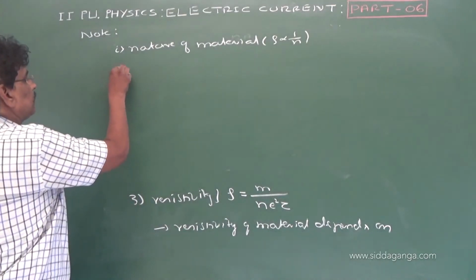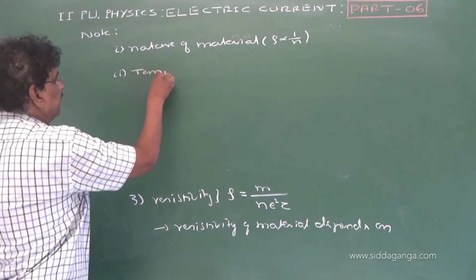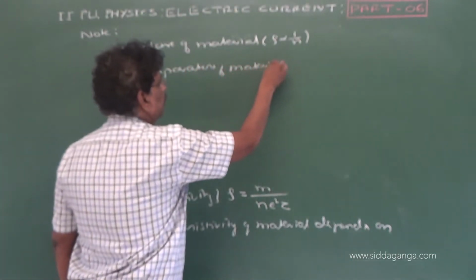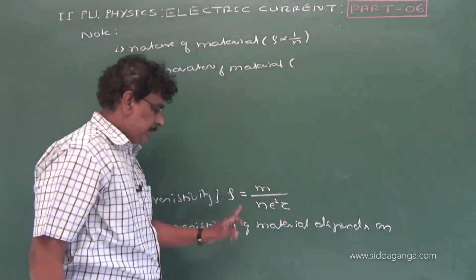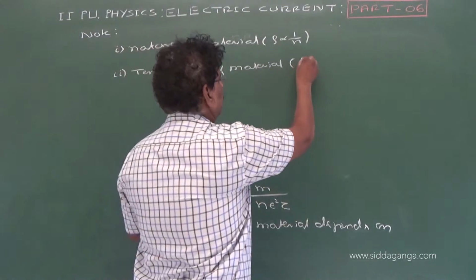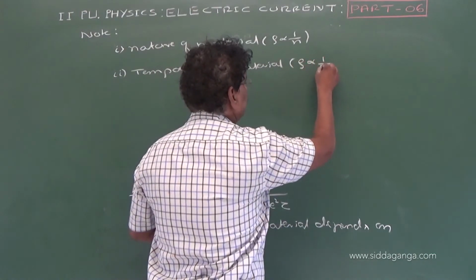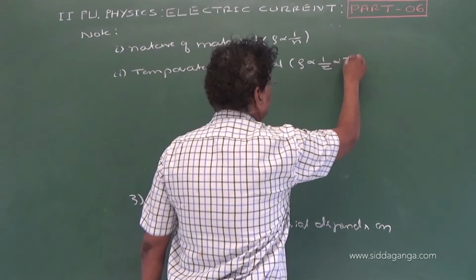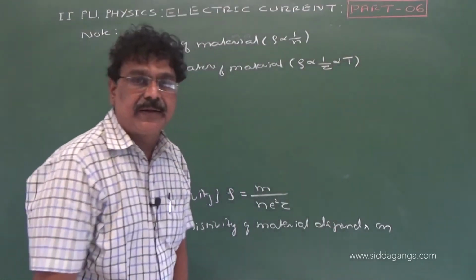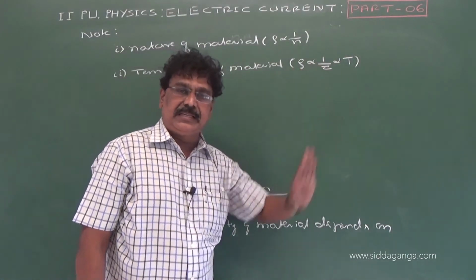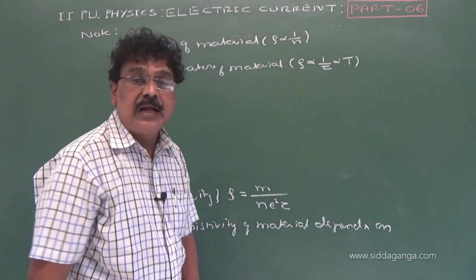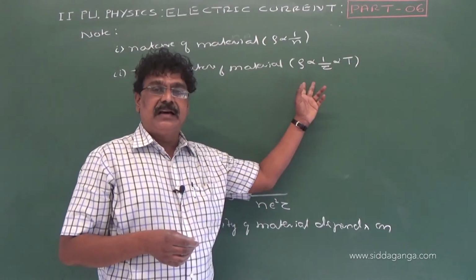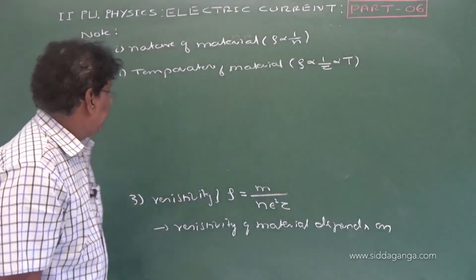And second, it depends upon the temperature of the material. Here ρ is inversely proportional to τ, and τ is inversely proportional to temperature. Therefore, resistivity is directly proportional to temperature. Resistivity of the material increases with the increase in temperature.